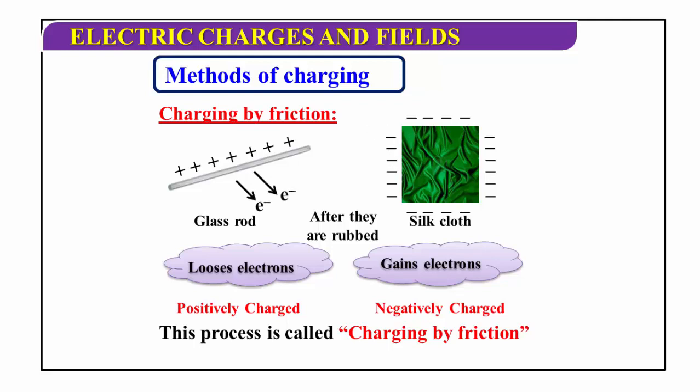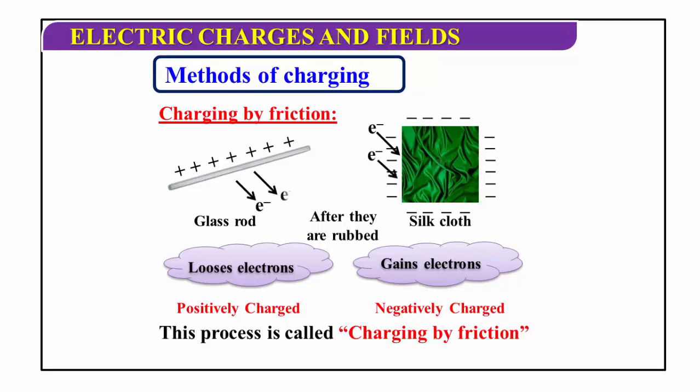It means the process of charging in which two insulating bodies are rubbed against each other is called charging by friction. In this, the example we have taken is: the glass rod is rubbed with the silk cloth. After they are rubbed, the glass rod loses electrons, and the silk cloth gains electrons. The body which loses the electrons is called a positively charged body. The body which gains the electrons is called a negatively charged body. This process is called charging by friction.